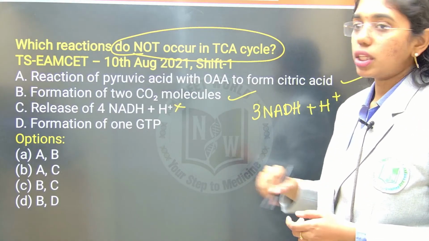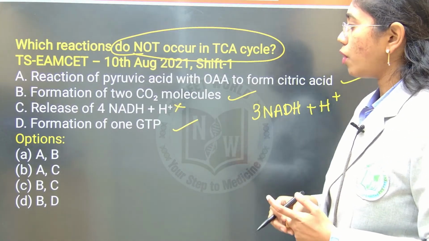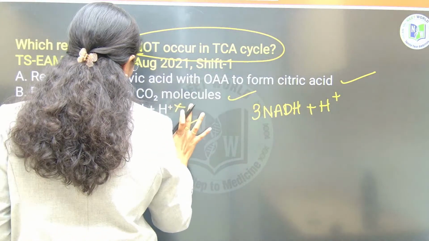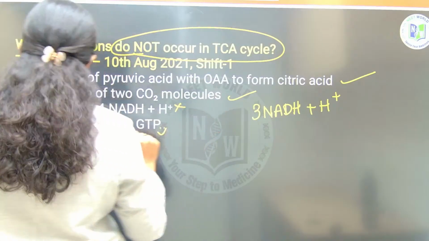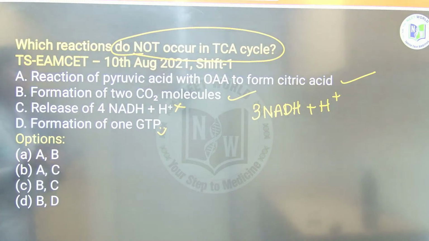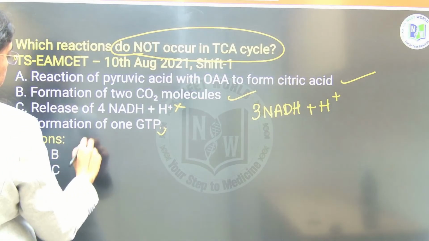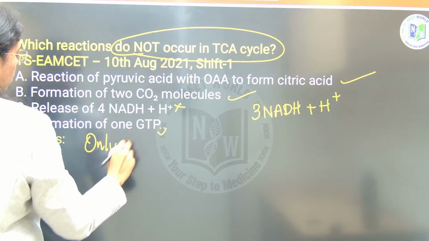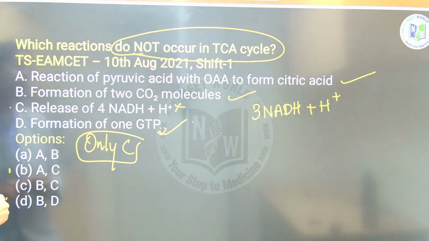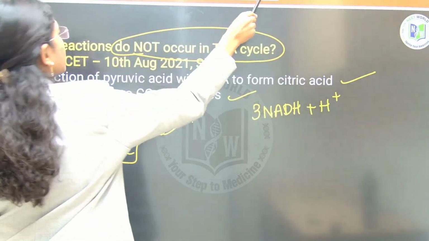Formation of 1 GTP. True. Yes, formation of 1 GTP or 1 ATP is formed. So here if you can specify it, option C, I can find only option C because GTP is formed in the TCA cycle. Fine. Next.